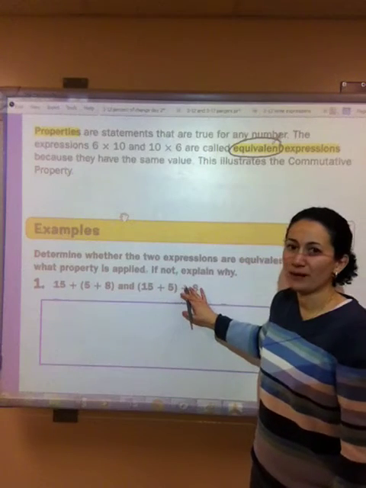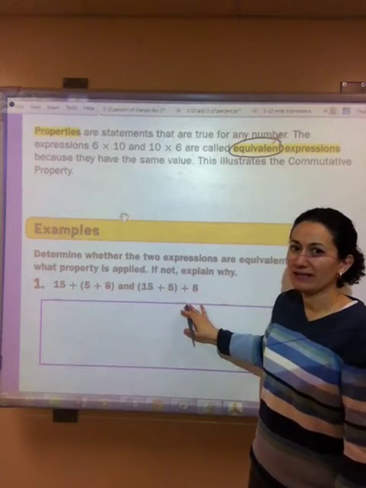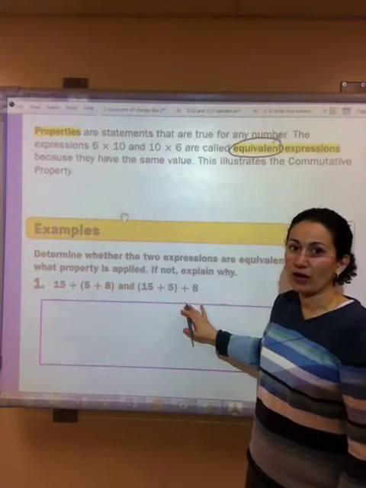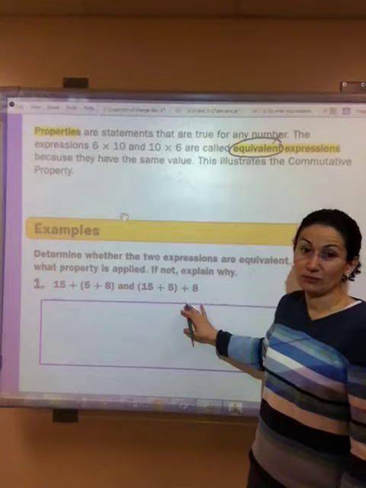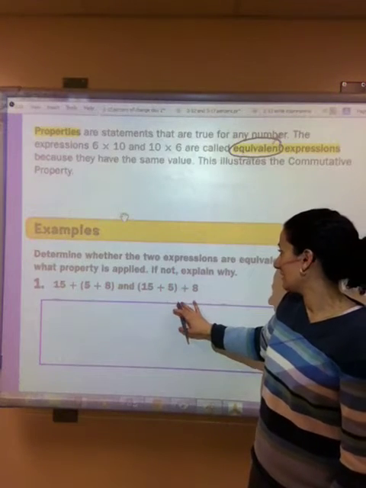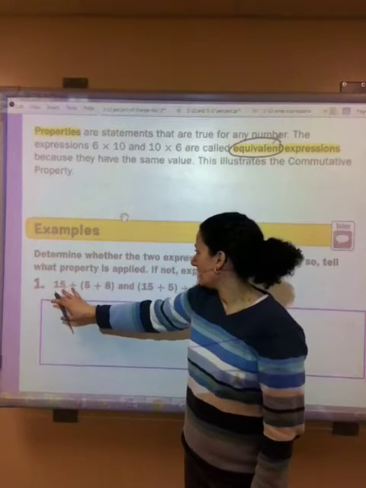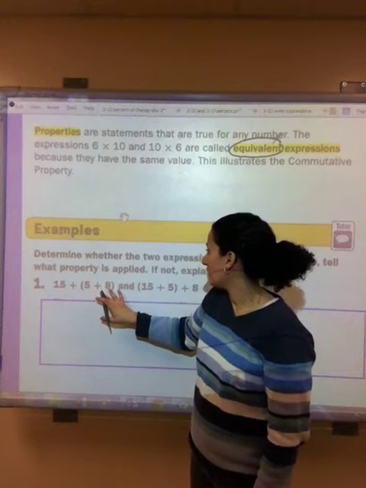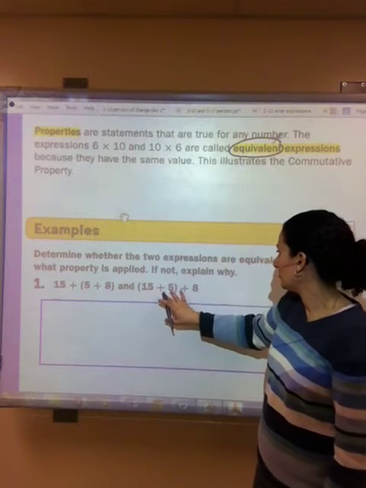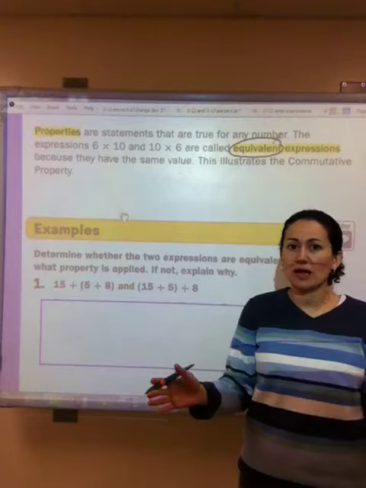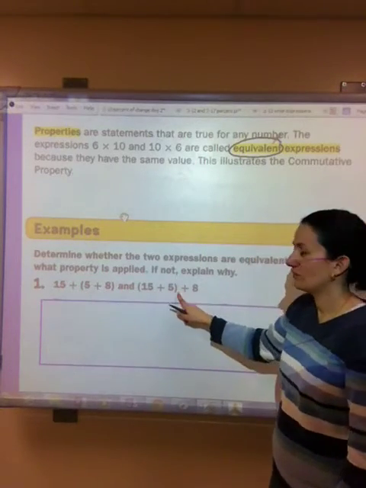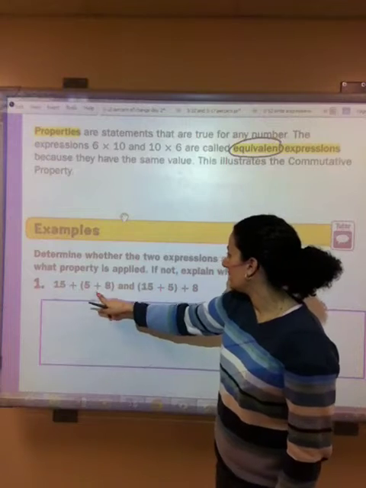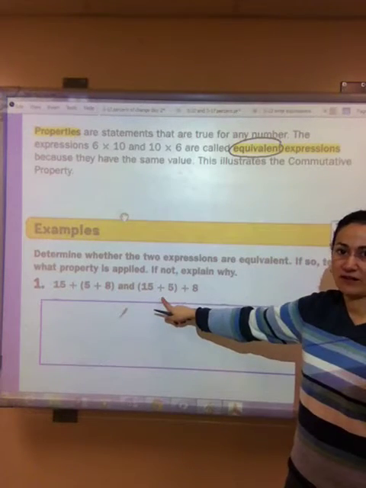Here we see 3 numbers. That should give you a hint. If you look back at the property examples, the property that had 3 numbers was the associative property. Let's see if that's true. 15 plus 5 plus 8, 15 plus 5 plus 8. The numbers are not moving. If you look carefully, you see the parentheses are moving. Here they're around 5 and 8. Here they're around 15 and 5.